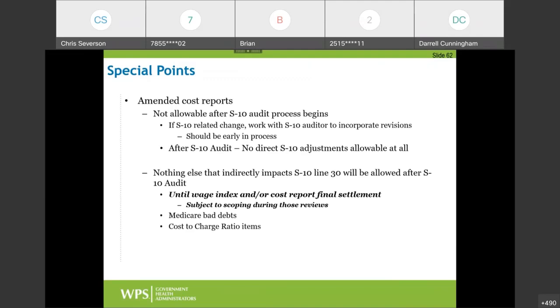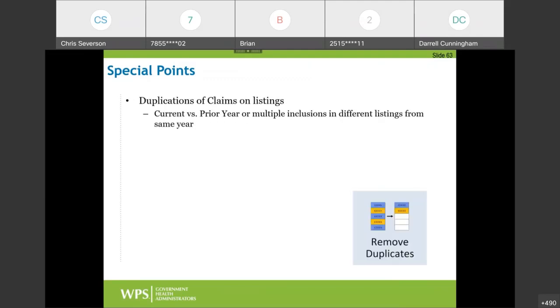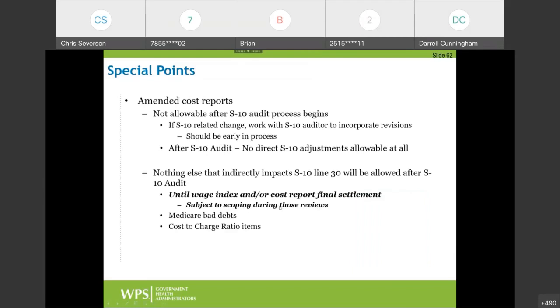I will say, however, that it depends on the scoping during the review. So for example, final settlement, you're going to need to work with that final settlement auditor, that desk review auditor, to see if it's something they can accept at that time, if it's something they can scope during their normal desk review. And if so, then they can incorporate it at that time.